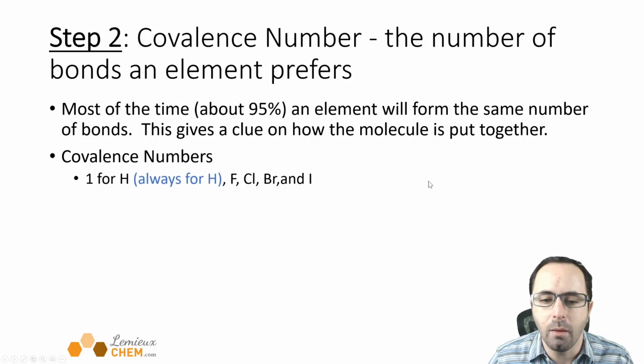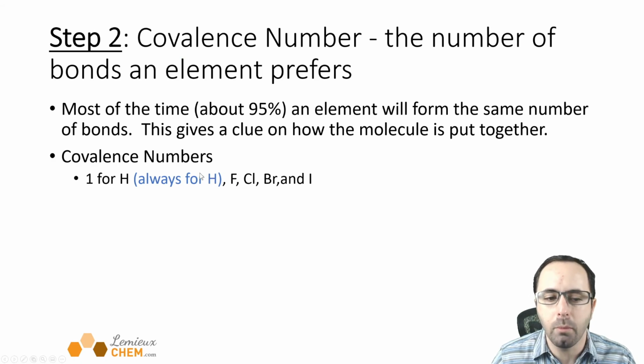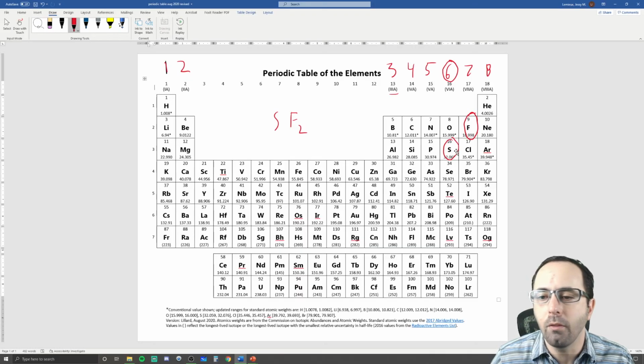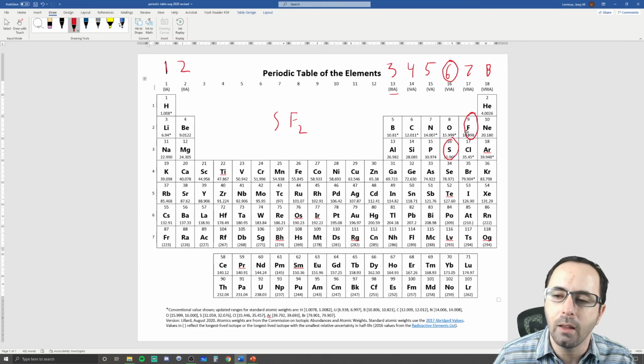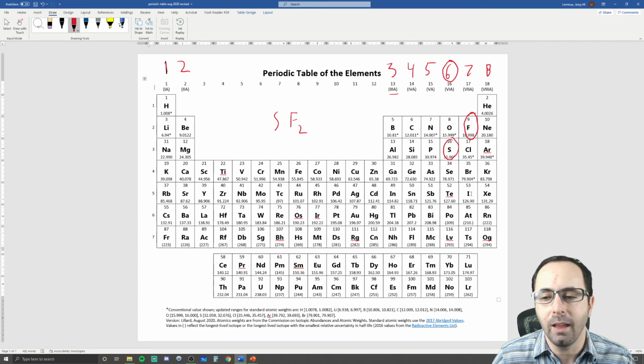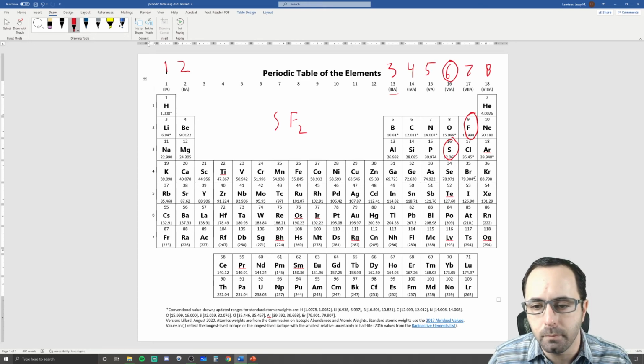So you don't really need to memorize that the covalence number is 1 for fluorine, chlorine, bromine, and iodine. All you have to do is have your periodic table and understand that when these atoms make bonds, they make bonds so that they can get 8 electrons. Since they already have 7, they only need to make 1 bond to have 8. They will share that electron with another atom.